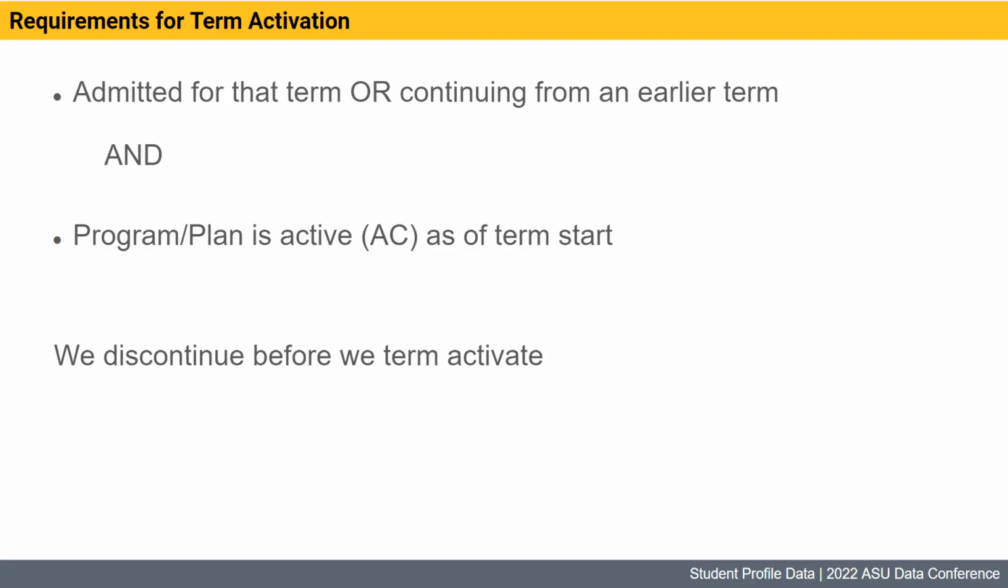Or they have to, continuing from an earlier term. And their program plan stack has to be active as of the term start. So if they have notified us they don't want to come to ASU and we've inactivated them, they're not term activated. If they were inactivated due to non-enrollment, they're not term activated.